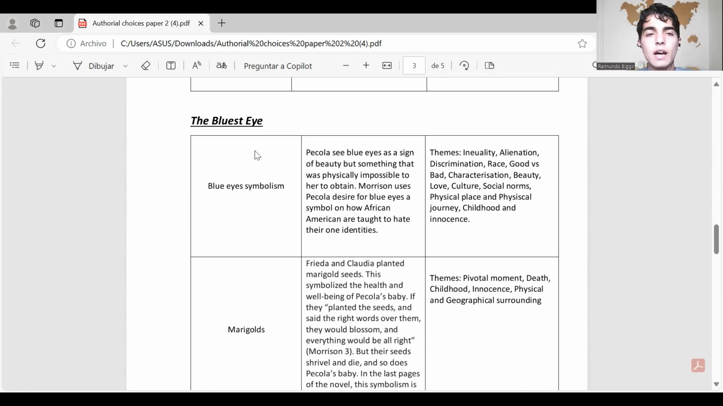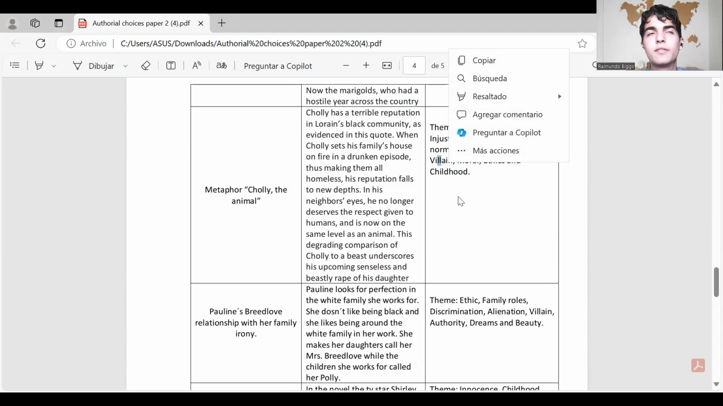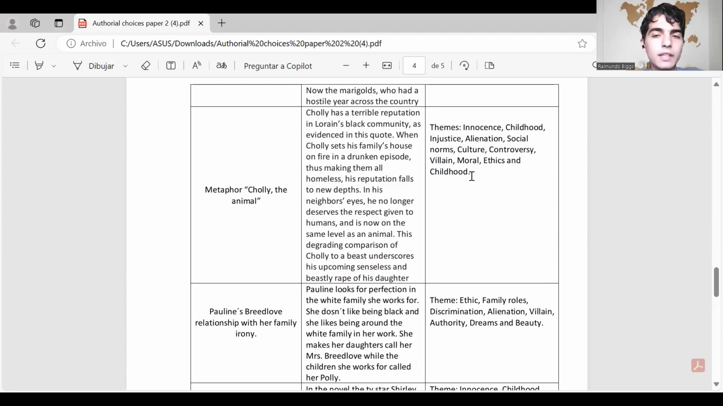The same thing I do with The Bluest Eye. The blue eyes, of course, the title of the text is a symbolism. It could be used if the prompt was about race, about good versus bad, about culture, social norms, physical appearances. The marigolds, for example, the metaphor Cholly, Pecola's father, is referred to as Cholly the animal. That could also be used in social norms, culture, moral, villain. So these are the themes that if the prompt or the statement asked me for something, some of them, I could have used this metaphor, for example.